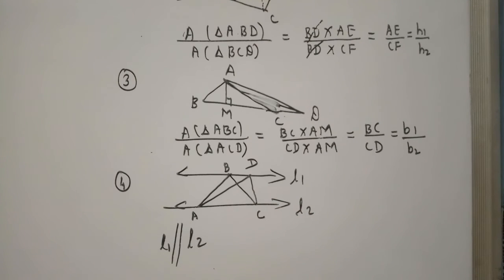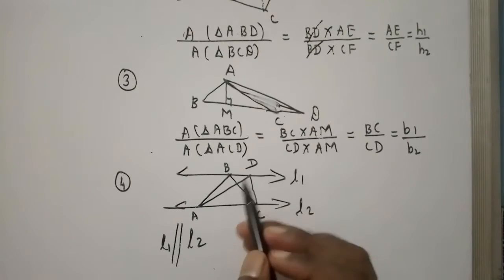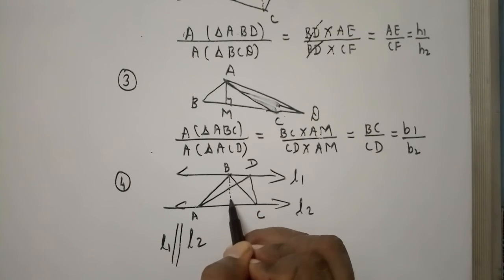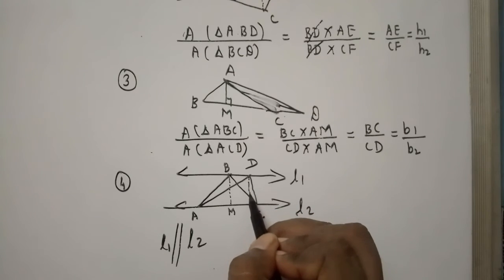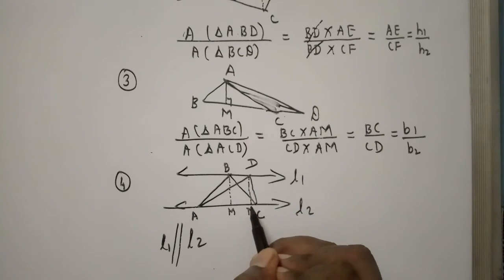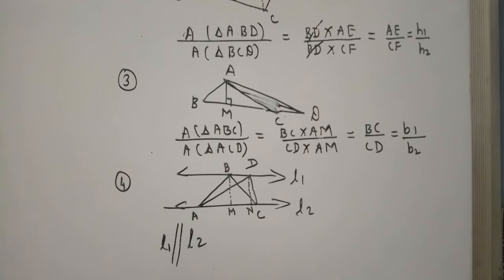Try to understand from the definition of parallel lines. Parallel lines are equidistant at any two points. That means the distance from here, let's take this as BM, and let's take this one as height, here I'm drawing DN, right? So as per the definition, since L1 is parallel to L2, therefore what we can write, BM equals DN. I hope this is clear to you all.